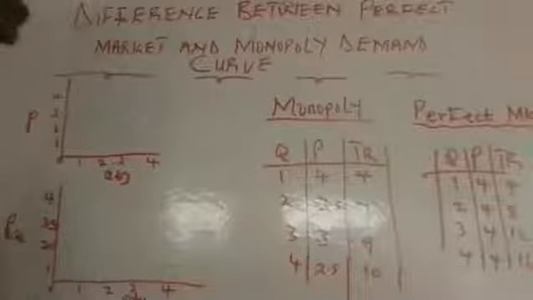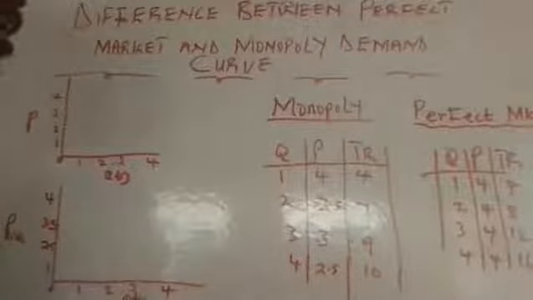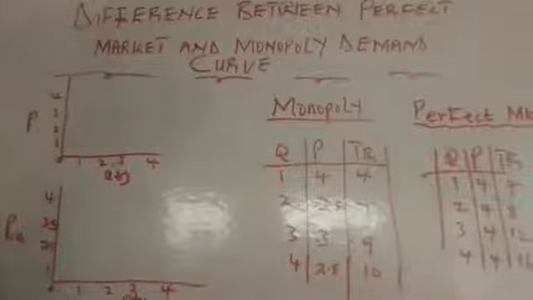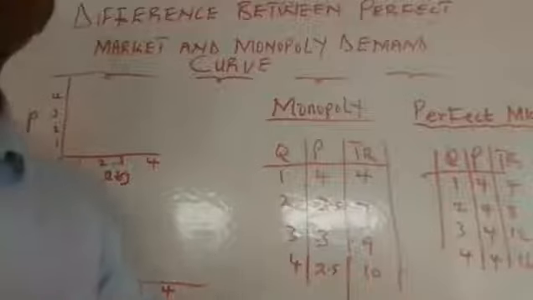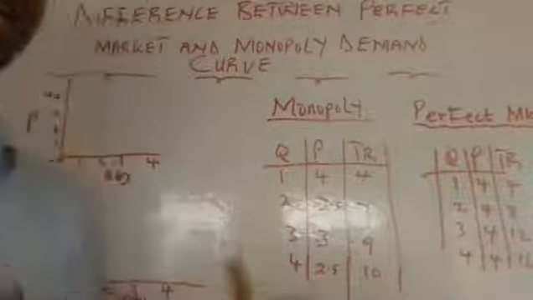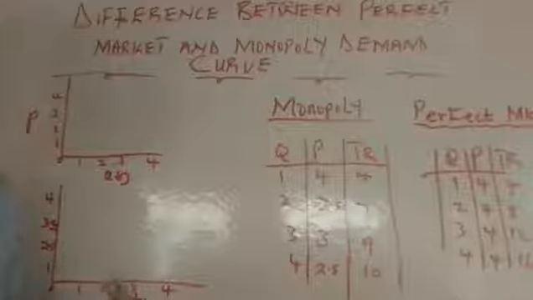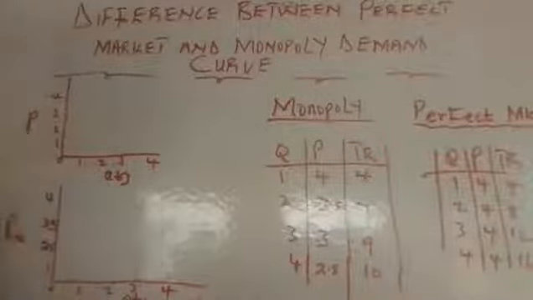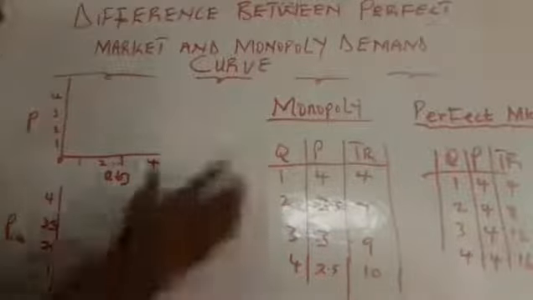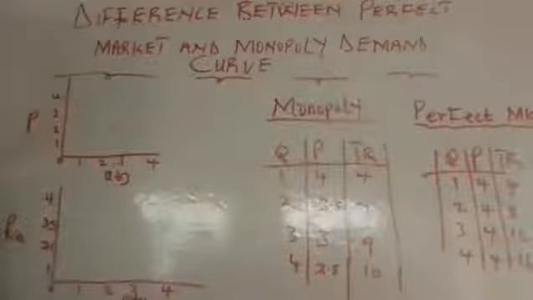In this video, we want to look at the difference between the demand curve in a perfect market and the demand curve in a monopoly market. In our previous video, we talked about the perfect market and we drew the graph. Now, let's look at the difference between the monopoly and the perfect market demand curve.